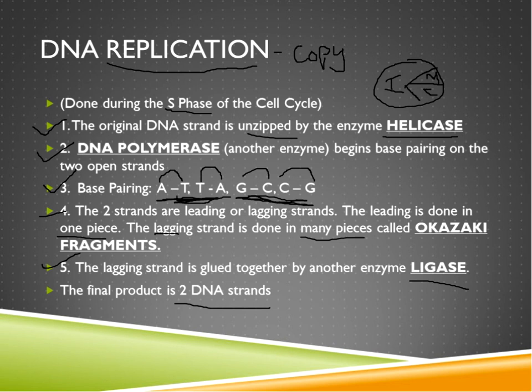So going back to this, I'm going to explain it one more time with a picture. These are the things you need to know. You need to know what helicase is. That's the thing that unzips the DNA. You need to know what polymerase is. That's another enzyme that base pairs everything. You need to know what Okazaki fragments are. Those are the pieces on the lagging strand. And you need to know what ligase is. Ligase is glue, kind of. It's another enzyme that glues together the Okazaki fragments.